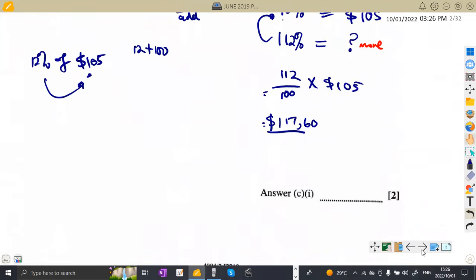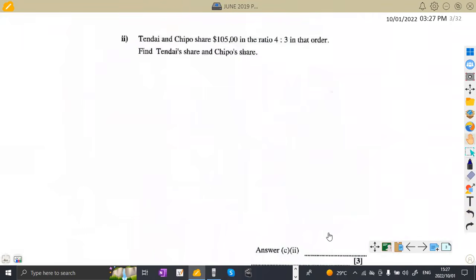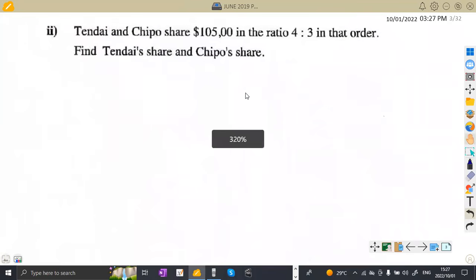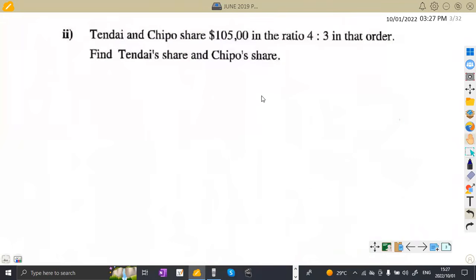Okay, let's cross-check the other part, which is item 2. Tendai and Chipo share $105 in the ratio of 4:3 in that order. Find Tendai's and Chipo's share. All right, so here the total is the one that you're given, that these guys are sharing $105 in this ratio. So the total ratio you have to add. So in this case, our total ratio is going to be 7.